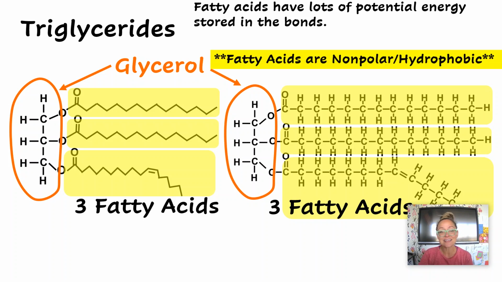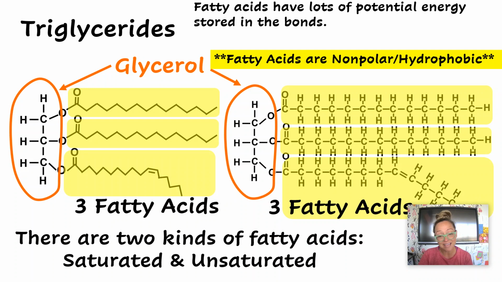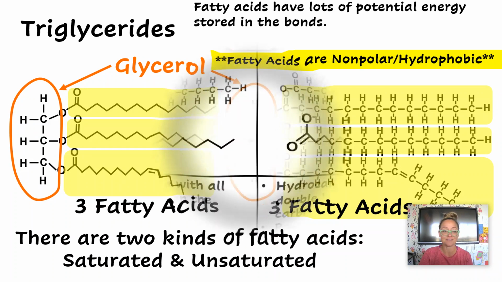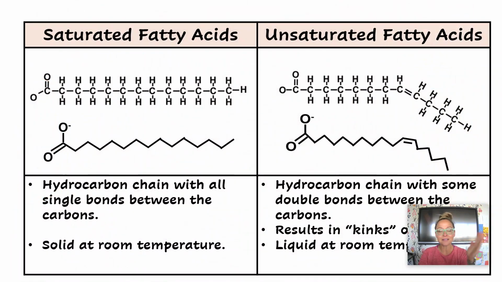Now, fatty acids are nonpolar or hydrophobic. They do repel water. Now, there's two kinds of fatty acids. We have saturated and we have unsaturated fatty acids. So if we compare and contrast, you can look at the one on the left. The saturated fatty acid has a very straight chain of hydrogens and carbons, while the unsaturated has at least one bend or kink, and that's due to a double bond in the fatty acid chain. So between two carbons, there's a double bond that causes it to bend.